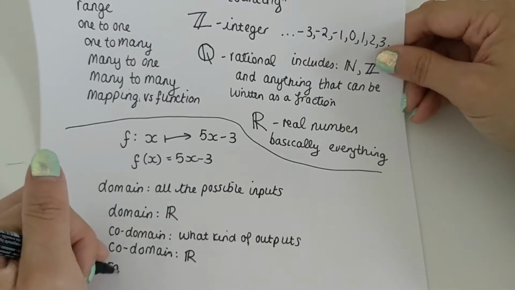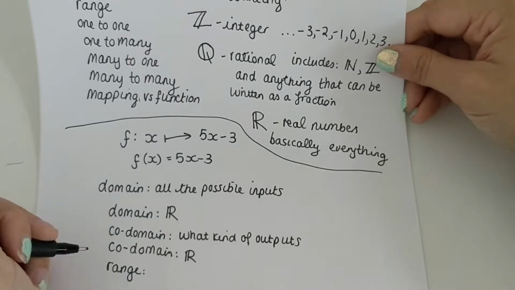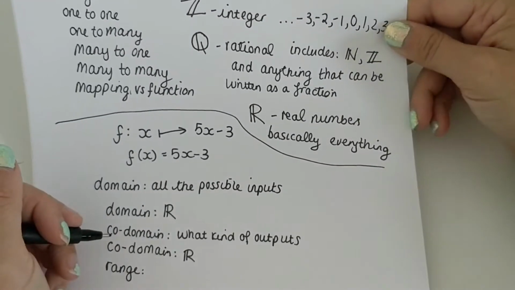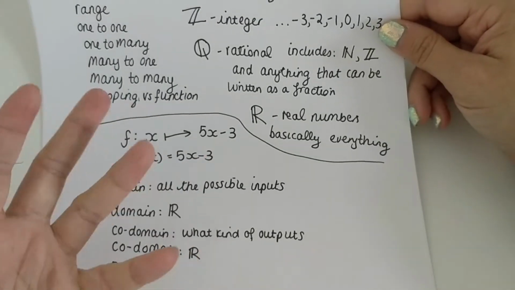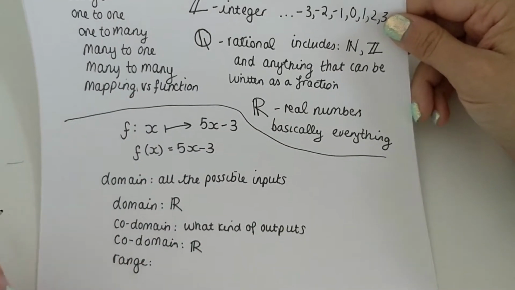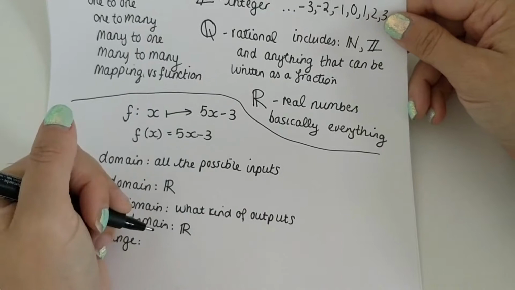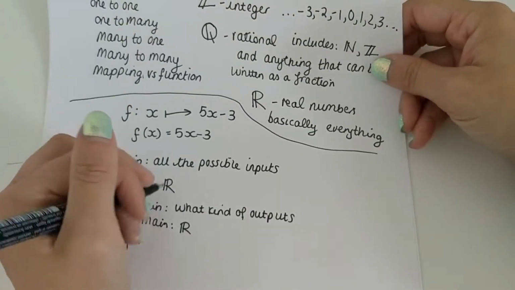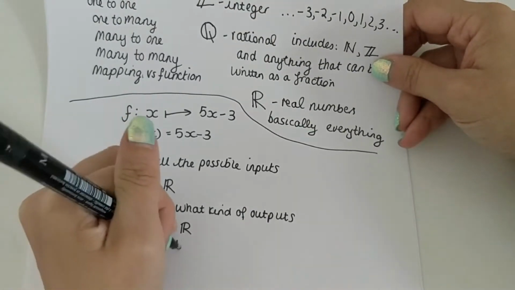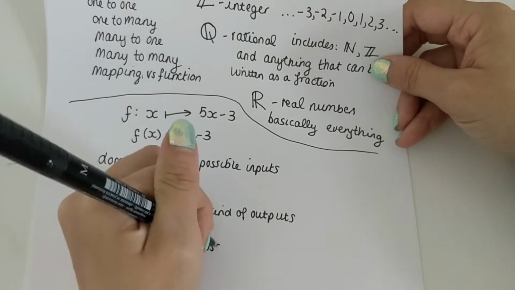And then the range is slightly different from the codomain. So the codomain is what kind of outputs are you going to get? The range is more specific than that. It is like it's all the possible outputs.